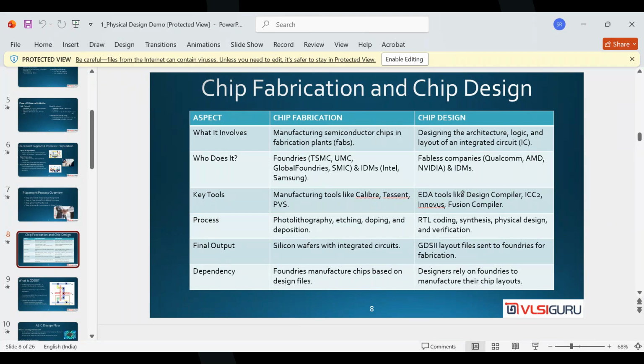What are the tools which are used? EDA, I have already discussed. ICC2, Innovus, Fusion Compiler. What is the process? It starts with RTL coding, that is called Verilog design, right? In RTL coding, Verilog or VHDL is used to design a hardware.